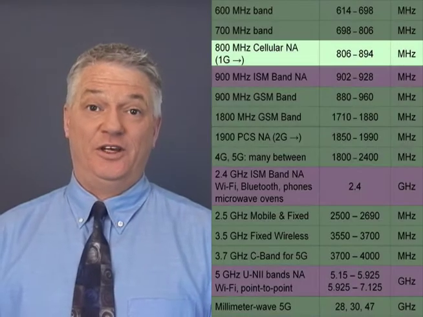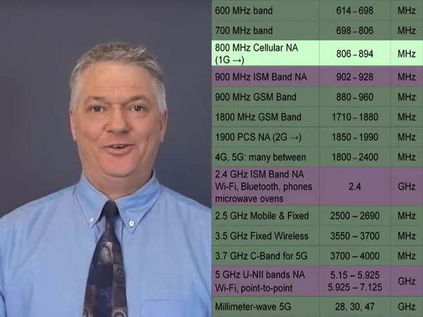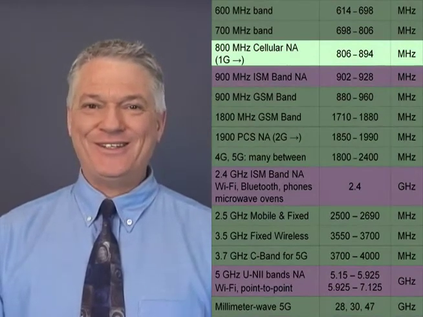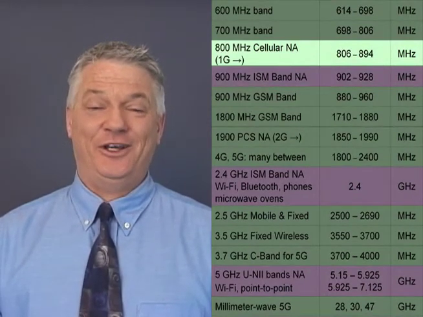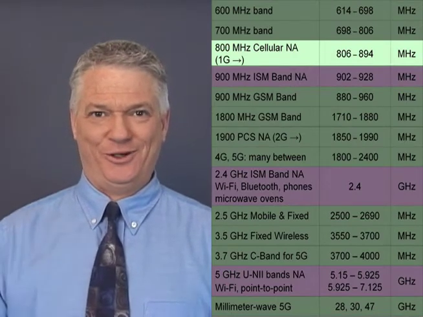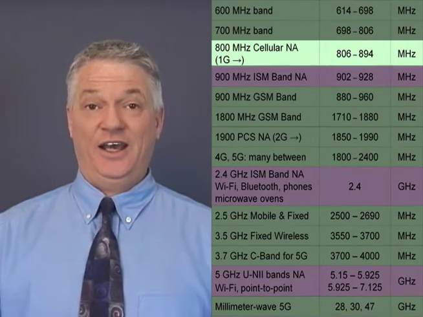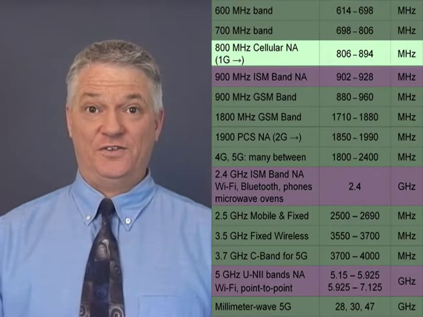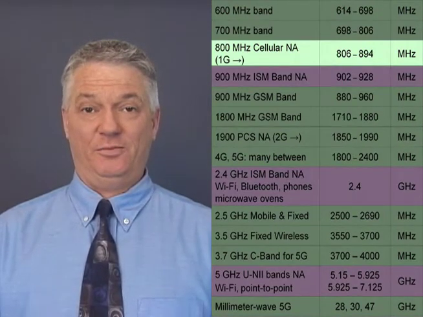Above 700 MHz is the 800 MHz band, not surprisingly. And when we say 800 MHz, we mean the band that goes from about 800 MHz to about 900 MHz. And this is where the first generation of cellular was deployed in North America.